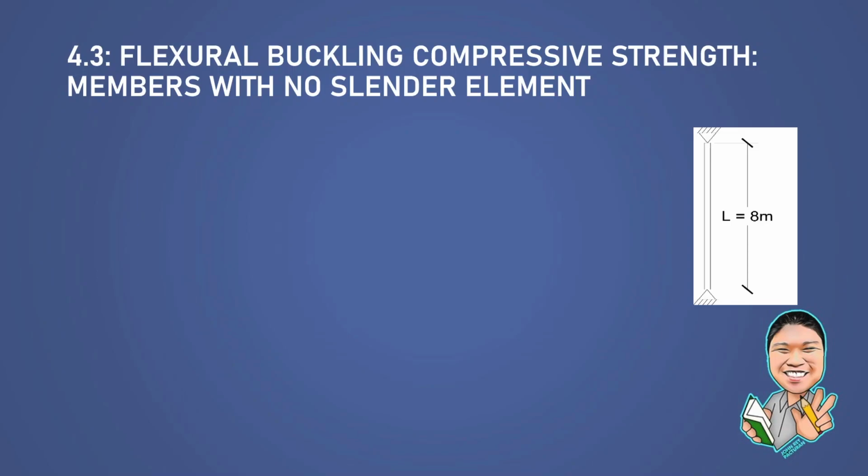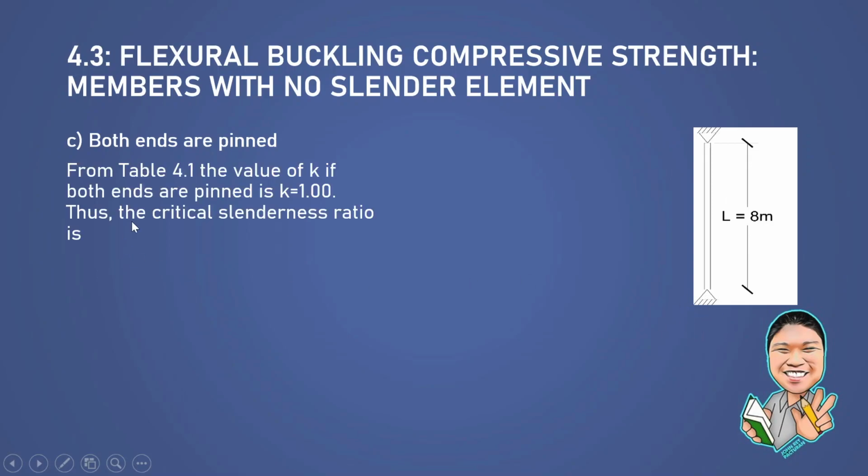Lastly, for letter C, both ends are pinned. So, yung support dito ay parehas pinned. Ibig sabihin, from table 4.1 ulit, yung value ng K natin kapag both ends are pinned is 1.00. Thus, the critical slenderness ratio KL over r is 1.00 times 8,000 divided by 66.8. So, that is 119.760.